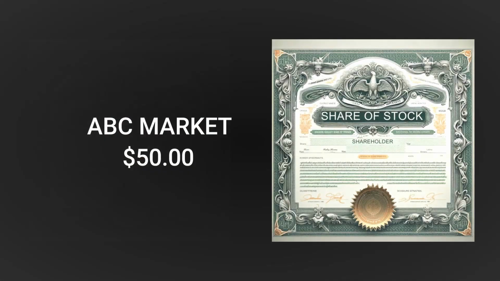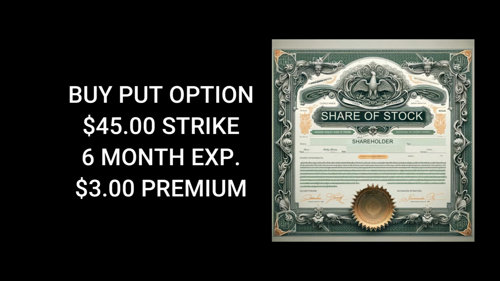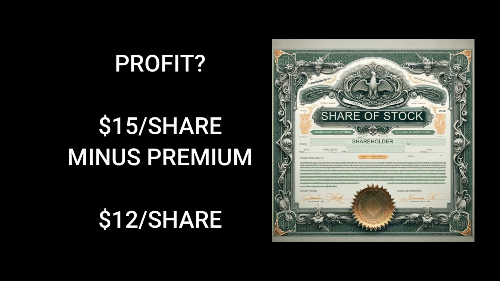Now, a put option, let's say you expect stock ABC, it's trading at $50 a share, to fall in the coming months. So you purchase a put option with a strike price of $45, expiring in 6 months for a premium of $3 per share or $300 a contract. So if ABC price drops to $30, you exercise your option to sell at $45. So your profit is $15 per share.